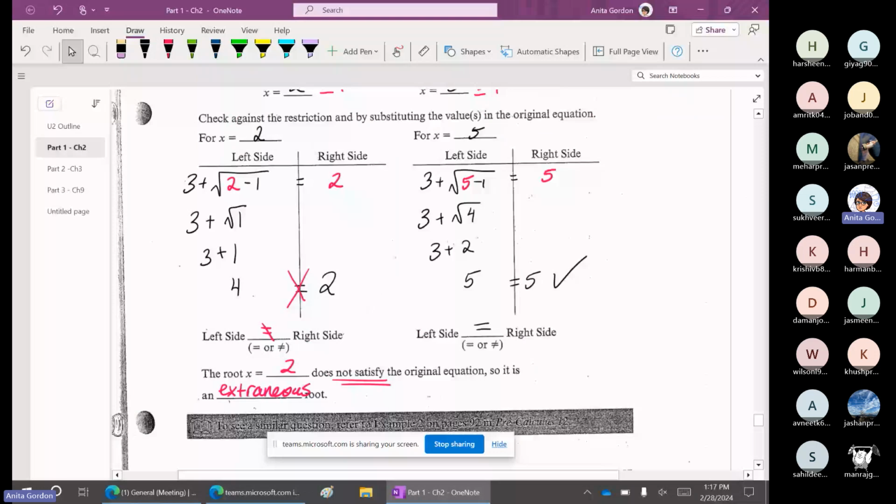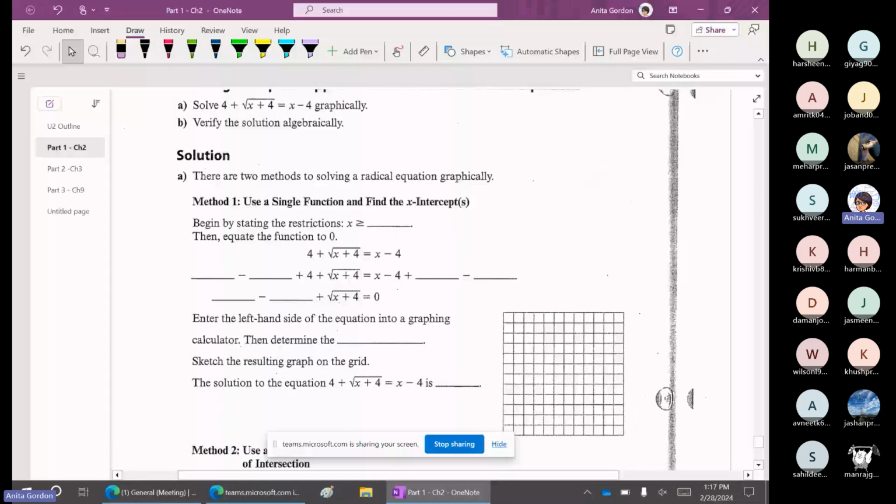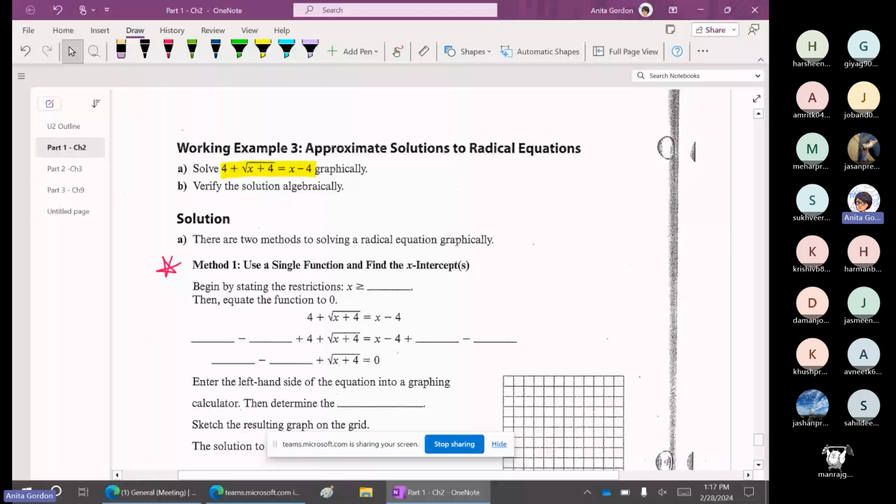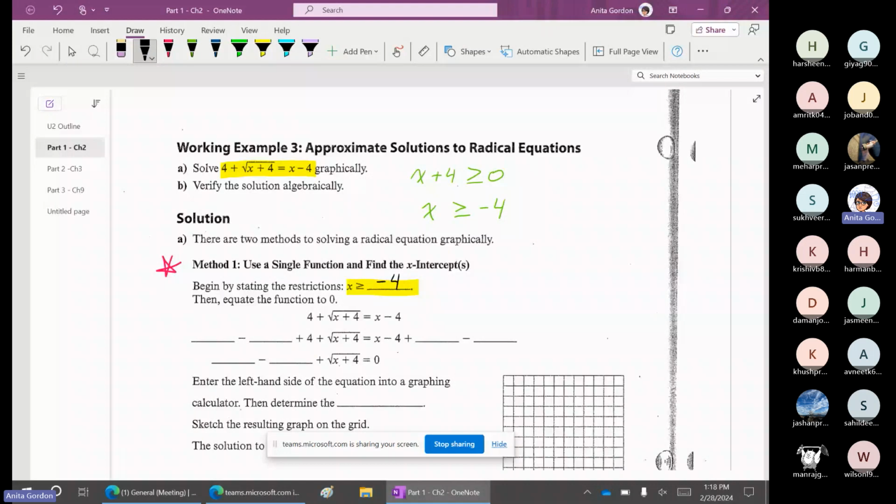Here is an example where I want you to use Desmos again. In method 1, here is your original equation. Okay, first determine the restriction. X should be greater than or equal to what number? Remember, we want everything inside the radical to be greater than or equal to 0. So x must be greater than or equal to -4. Thank you. Yes. So -4 is our restriction. We got to be greater than that number.